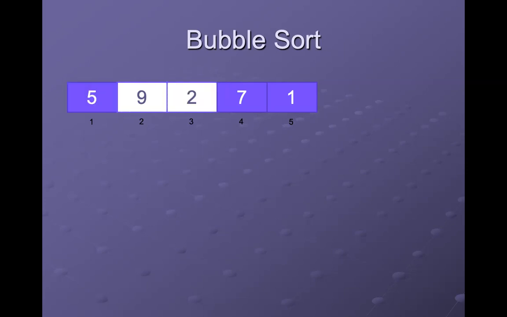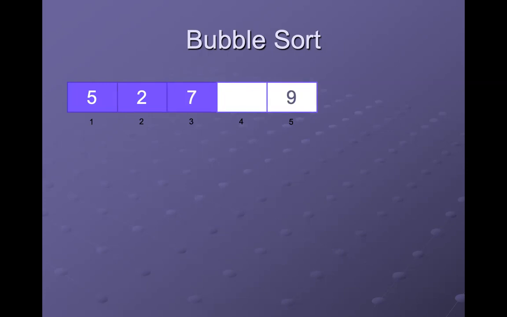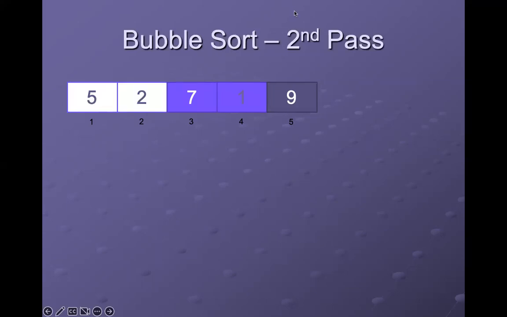Now move the window and compare the next 2 elements, and we are going to interchange since 9 is greater than 2. Next, move the window again, and we are going to interchange since 9 is greater than 7, and move the window again, and now we have ended the first pass. Now, the largest element has sunk to the bottom of the list. Now we are going to proceed with the second pass.